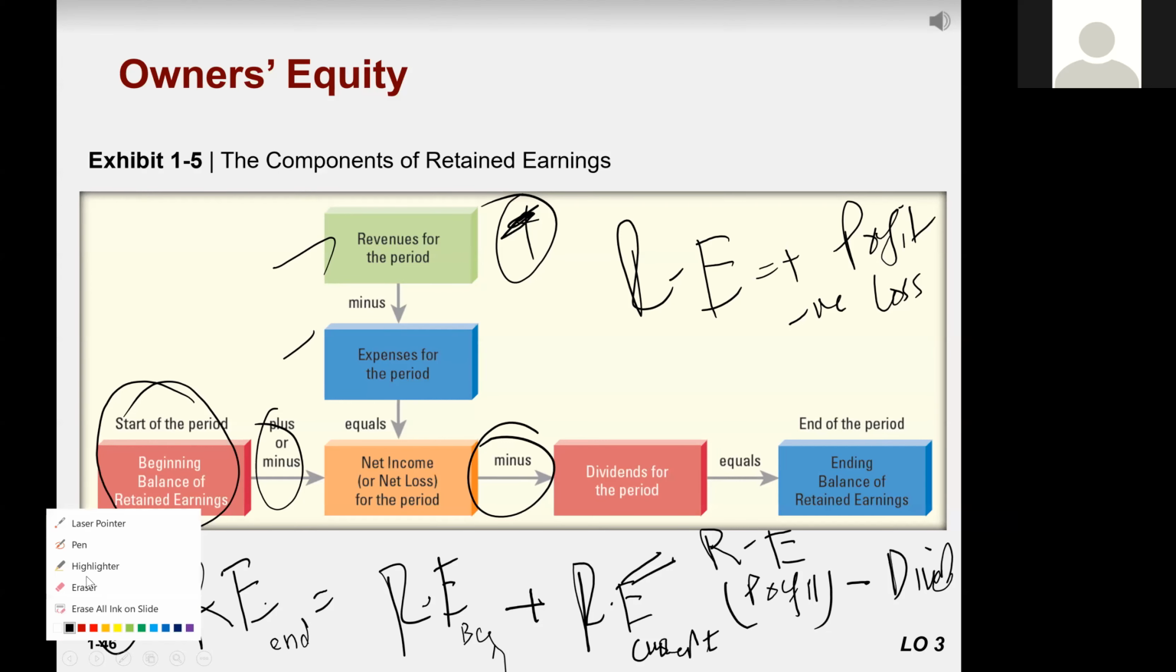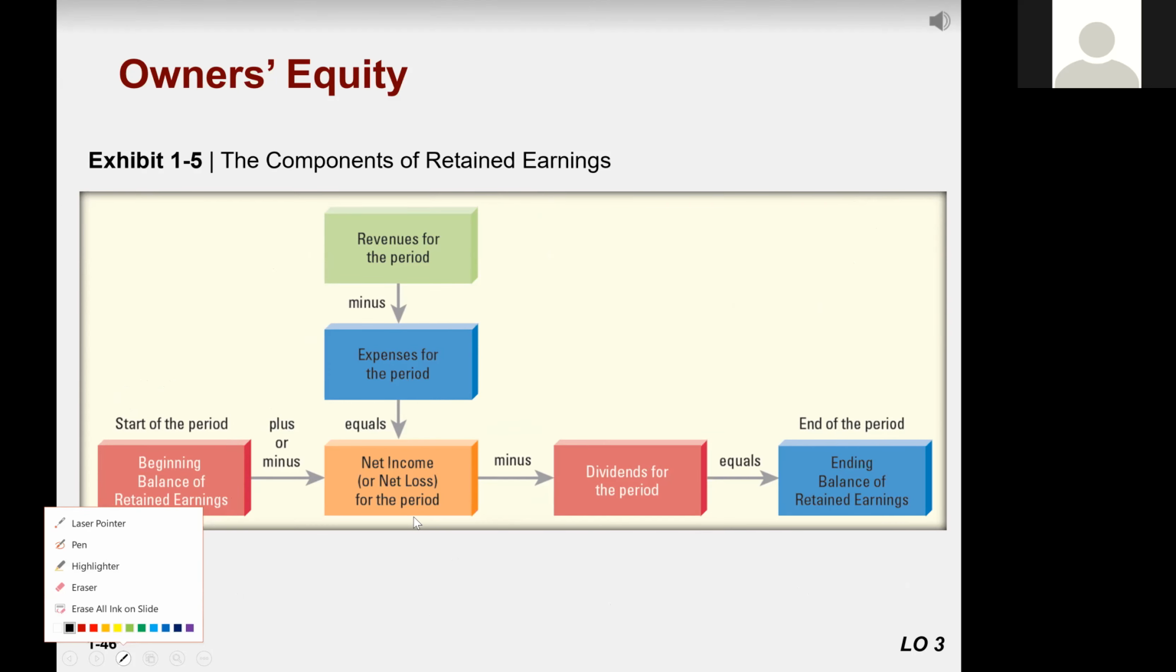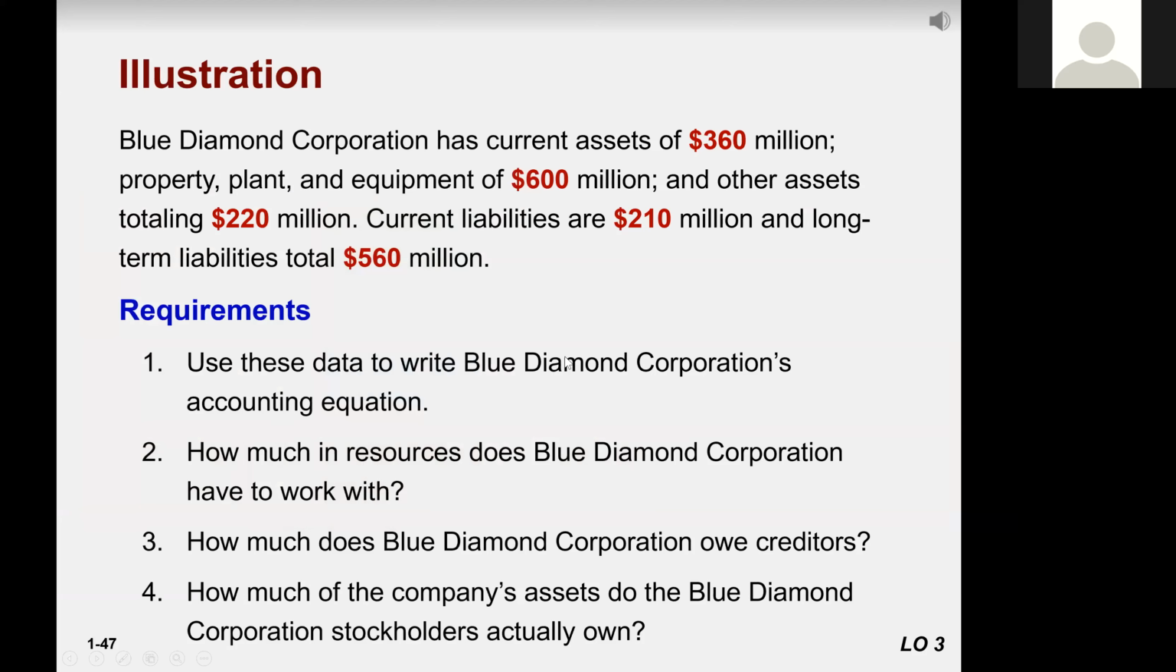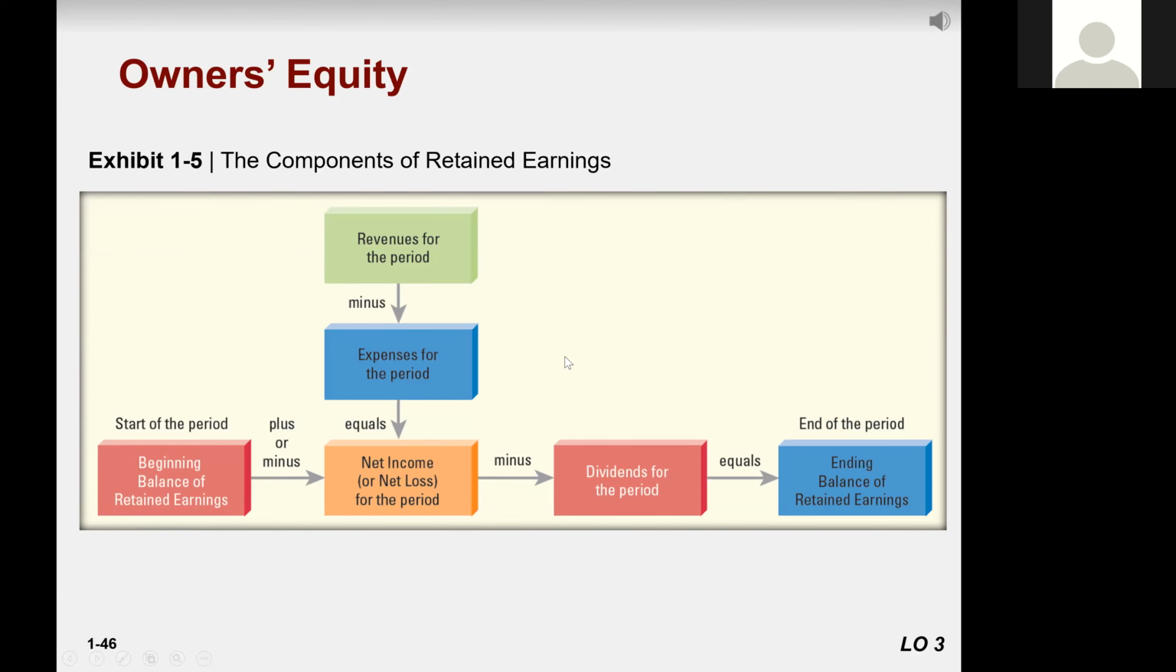So don't just get confused. Let me just erase this one. I think it's better to understand that from here, right? Don't get confused with this flow chart. This is just an equation, a full equation, in which you can also find out profit: revenue minus expense. If it's a positive number, net income. If it's a negative number, net loss.